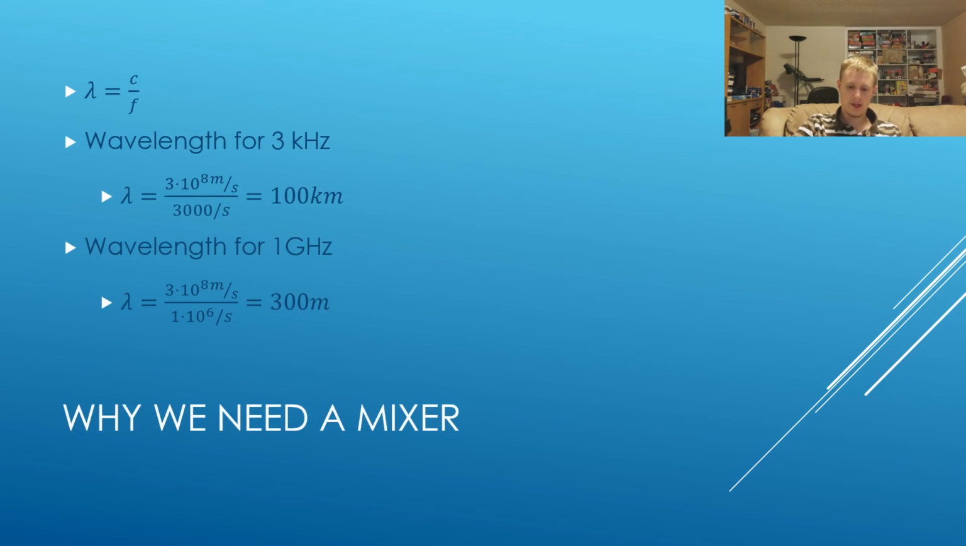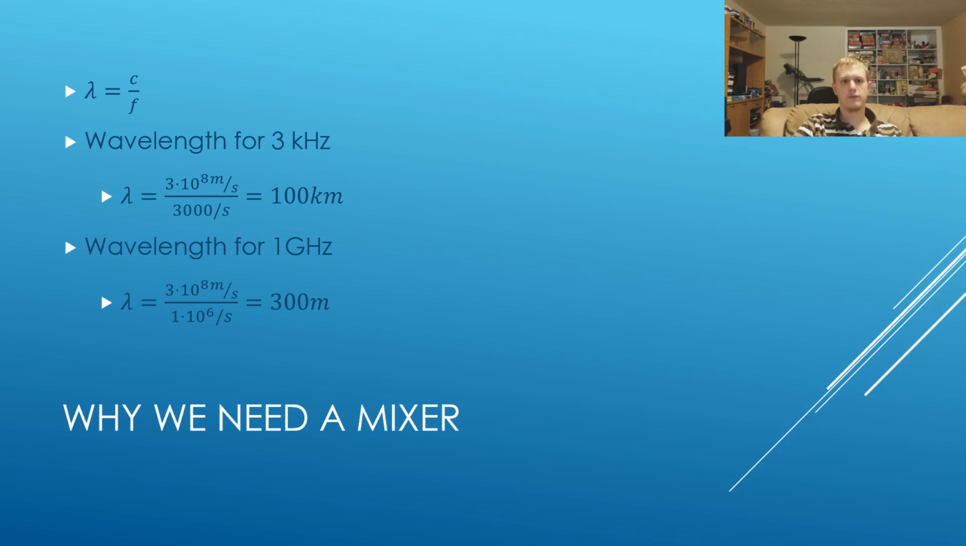For a signal to be transmitted into the air, an antenna must be on the same order as the wavelength. For example, if we wanted to transmit a voice signal at 3 kHz through the air, we can use the equation lambda equals c over f, where lambda is the wavelength, c is the speed of light, and f is the frequency. Solving this equation with a frequency of 3 kHz, we find that the wavelength is 100 kilometers. In order to transmit this, we would need an antenna several kilometers long.